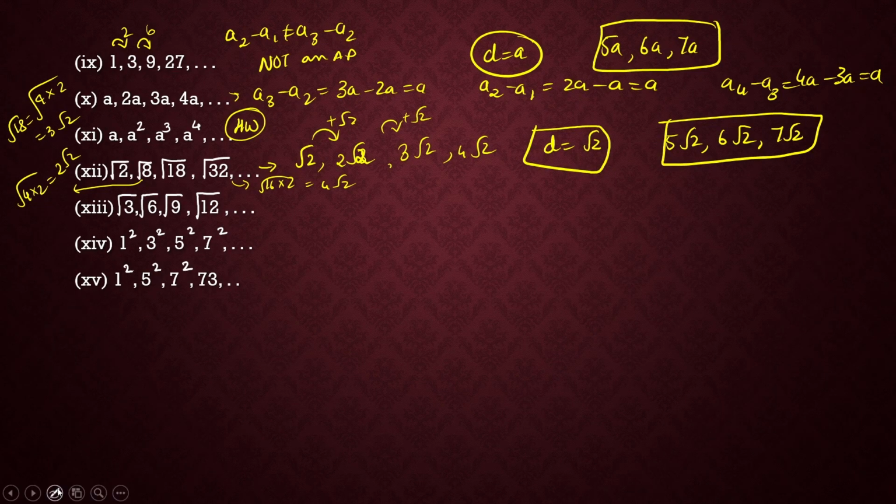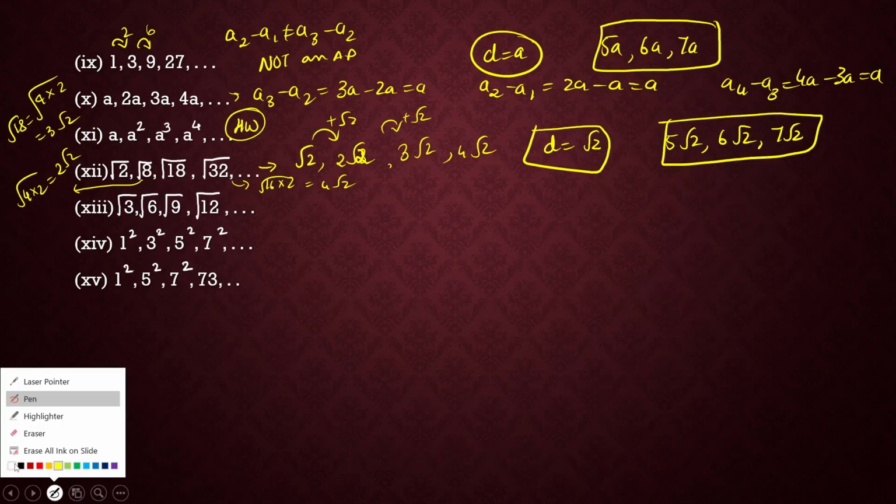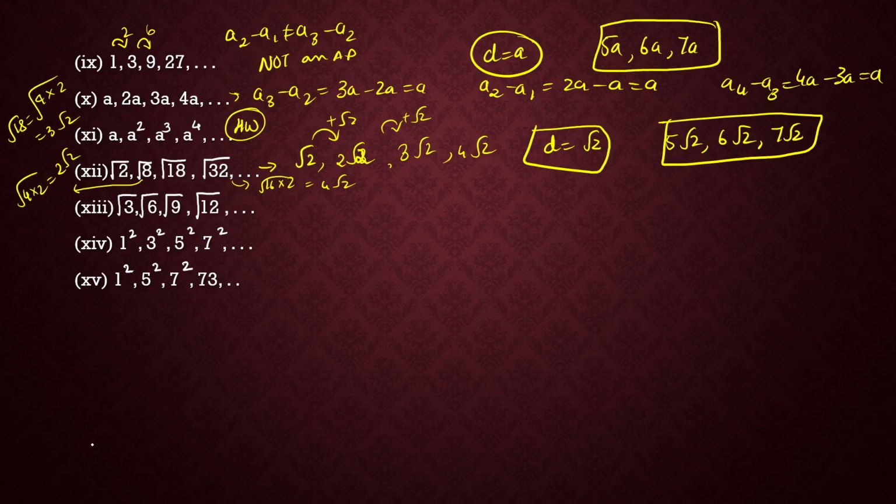Next question. Here root 3, root 6, root 9, root 12 is given to you. In this question, again, do not forget to simplify. Root 3 is in the simplest form. Root 6 is also in the simplest form. Then root 9 is 3 and root 12 is 2 root 3. If you observe, it's not an AP because the common difference is not the same.